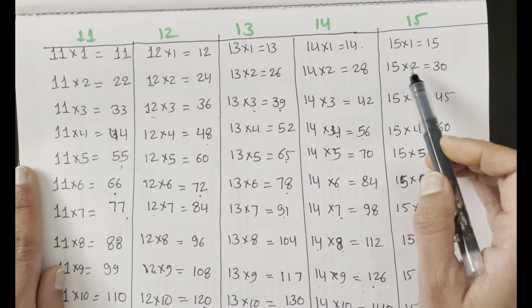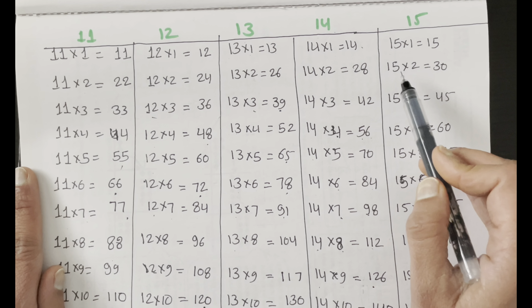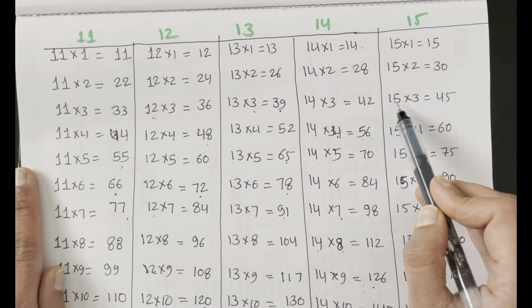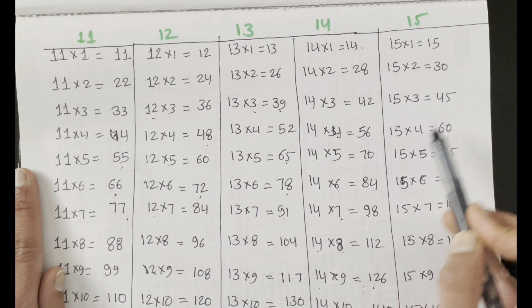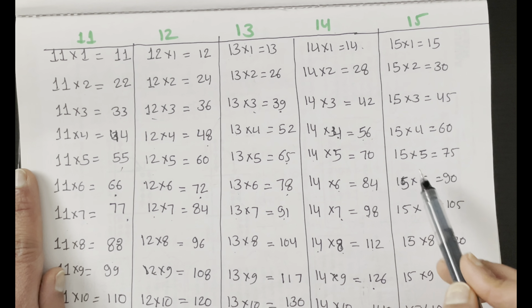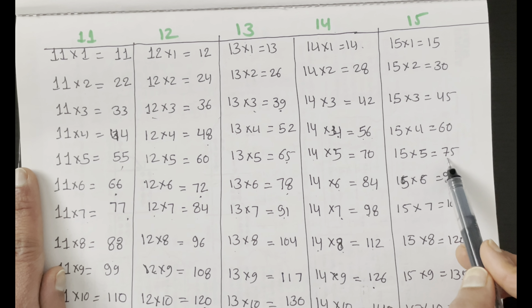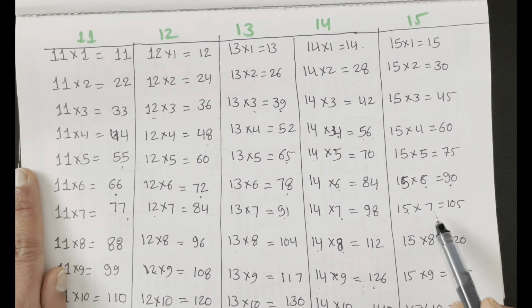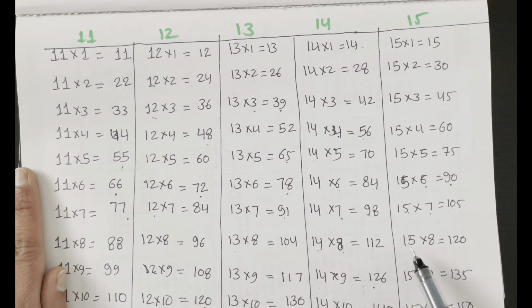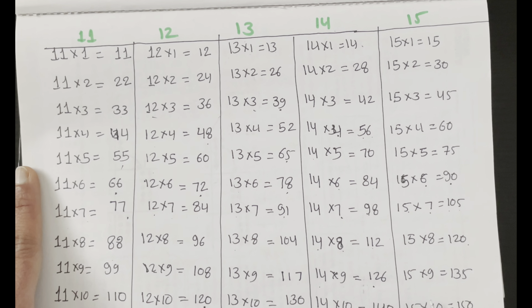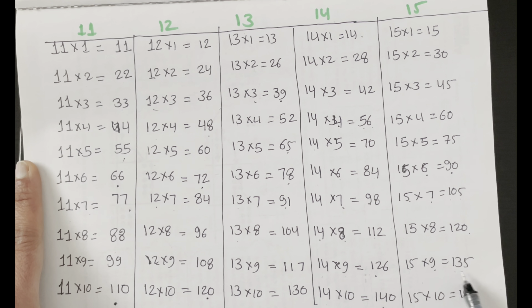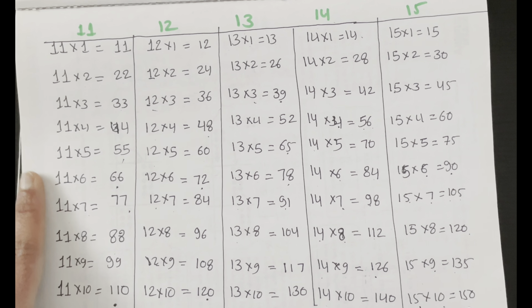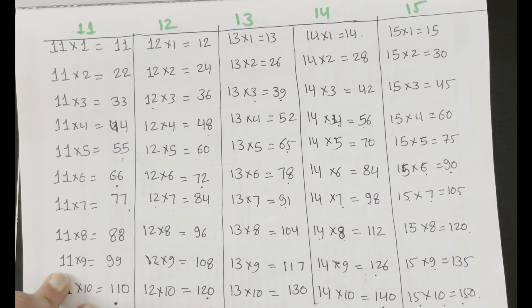Table of 15. 15 times 1 is 15, 15 times 2 is 30, 15 times 3 is 45, 15 times 4 is 60, 15 times 5 is 75, 15 times 6 is 90, 15 times 7 is 105, 15 times 8 is 120, and 15 times 9 is 135, and 15 times 10 is 150.